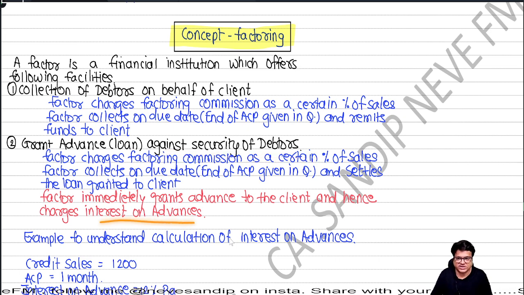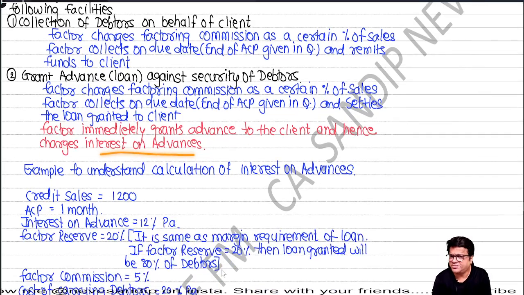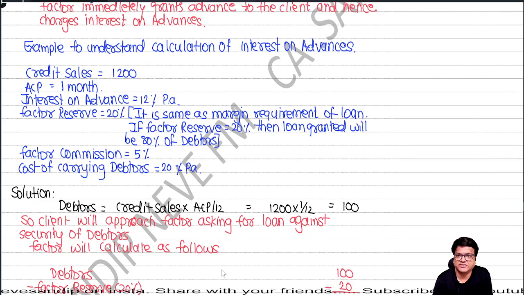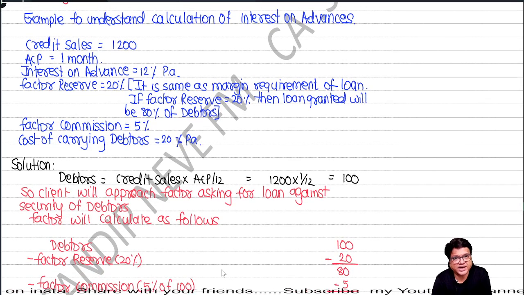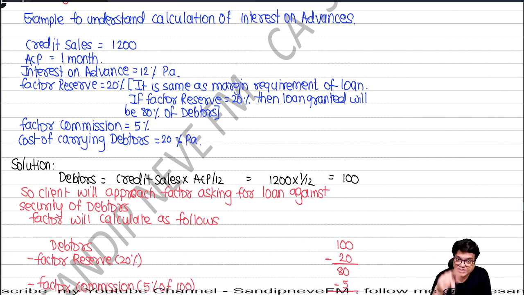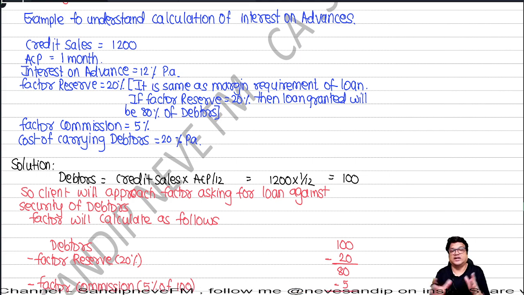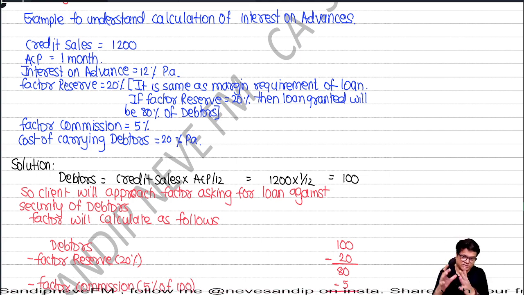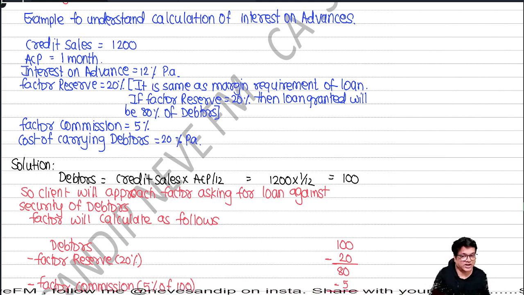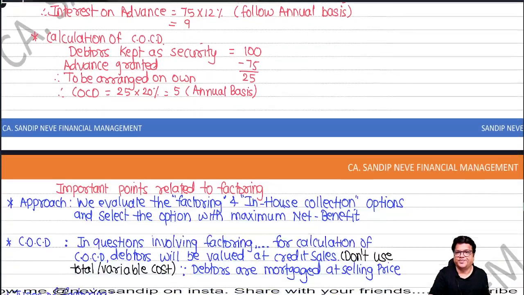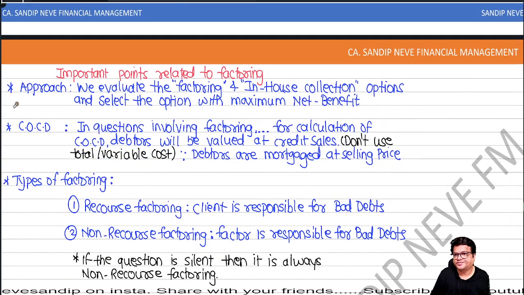So they will collect and they will also give us some advance, but obviously they will charge us some interest. Then we had taken this example, the same example I wrote in the class. Here, this calculation is on a duration basis, like 1 month, but when you estimate the net benefit, a statement showing net benefit, then you have to make that statement on an annual basis.